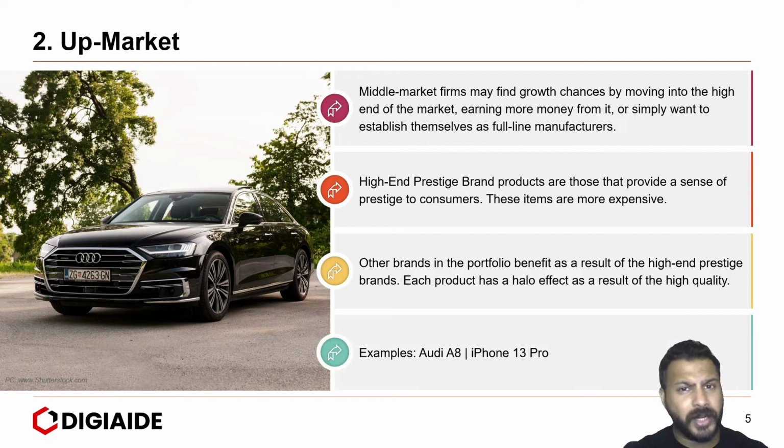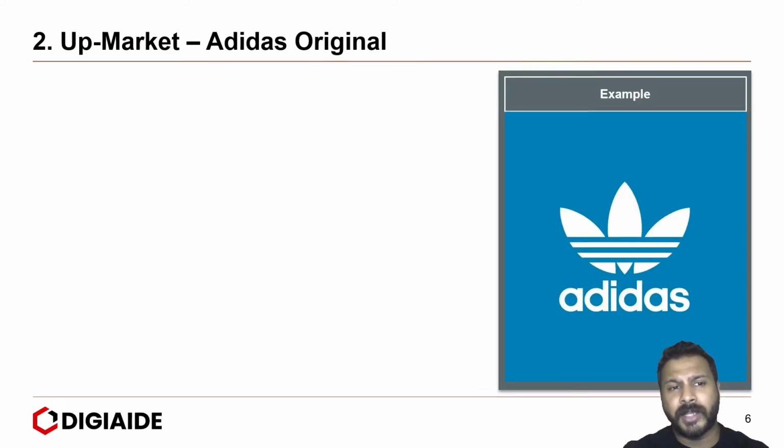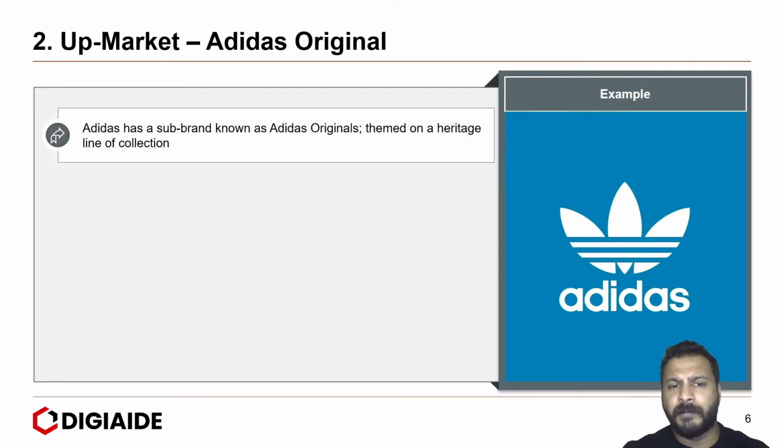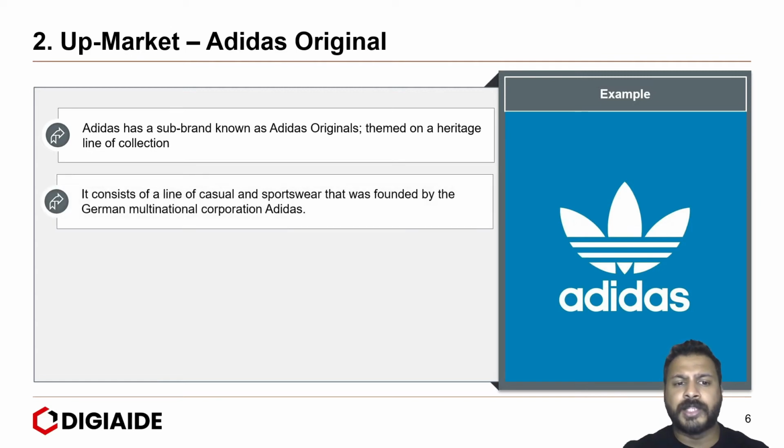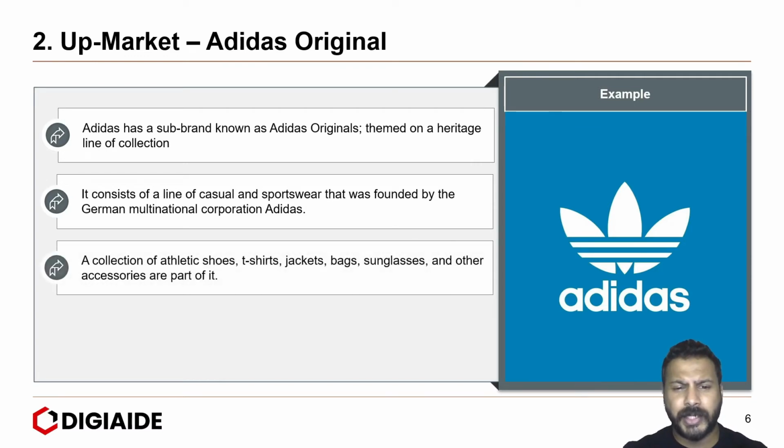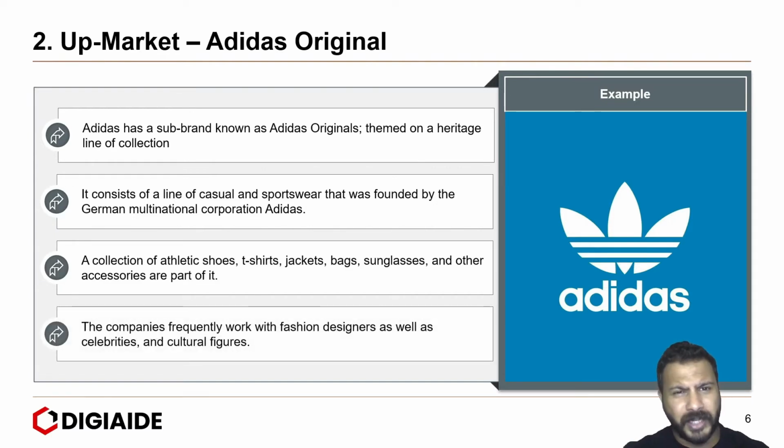For instance, the Audi A1 having an impact on the whole Audi lineup, or the iPhone 13 Pro having an impact on other iPhones. Moving on to another example in the upmarket strategy is Adidas Originals. Adidas has a sub-brand known as Adidas Originals, themed on a heritage line of collection. It consists of a line of casual and sportswear that was founded by the German multinational corporation Adidas. A collection of athletic shoes, t-shirts, jackets, bags, sunglasses, and other accessories are a part of it. The company frequently works with fashion designers as well as celebrities and cultural figures to introduce their lines.